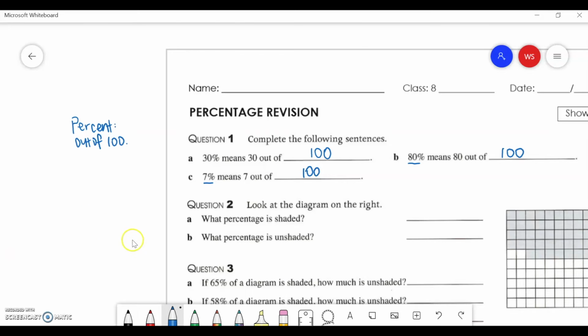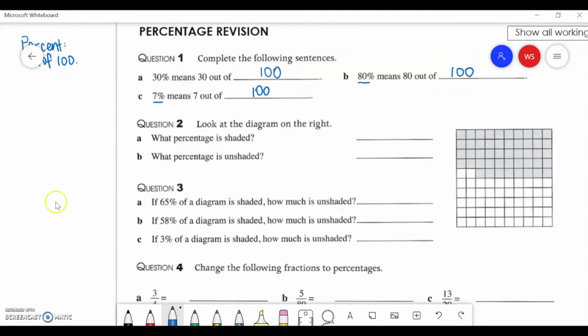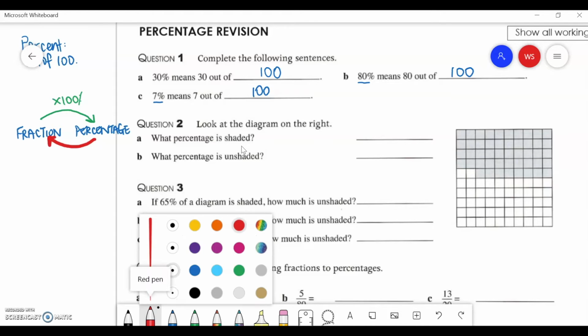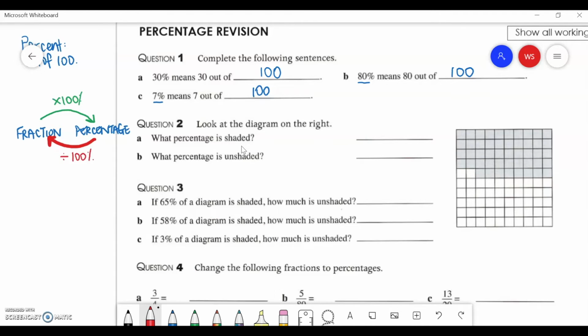Okay. Question 2. Look at the diagram on the right. What percentage is shaded? We will first need to form our fraction and then convert to percentage. Just recalling our knowledge on conversions: from fractions to percentage, we need to multiply by 100. And going backwards from percentage to fraction, that will be dividing by 100.